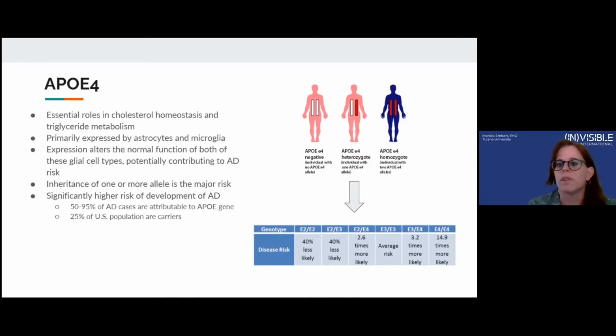Inheritance of one or more alleles is the major genetic risk factor that's associated with both sporadic and late onset. The ApoE4 allele increases the risk for Alzheimer's and lowers the age of onset. Having one copy of E4 can increase your risk by 3.2 times, while 2 copies can increase the risk by 14.9 times.